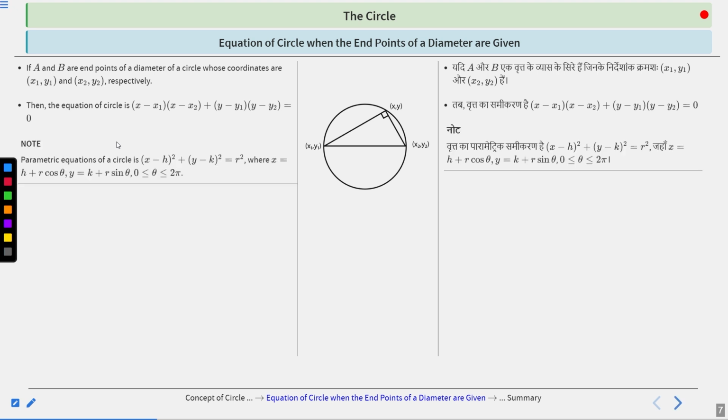Now we can note that the parametric equation of a circle is (x minus h) whole square plus (y minus k) whole square is equal to r square, where x is equal to h plus r cos theta and y is equal to k plus r sin theta, where theta is between 0 to 2 pi.